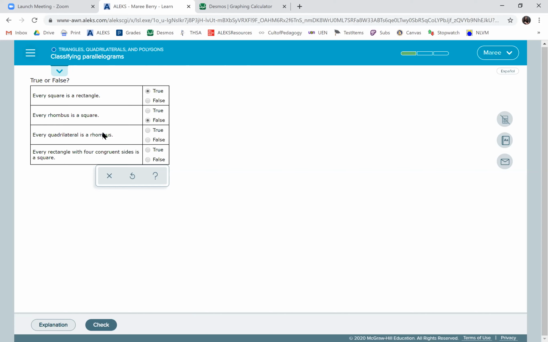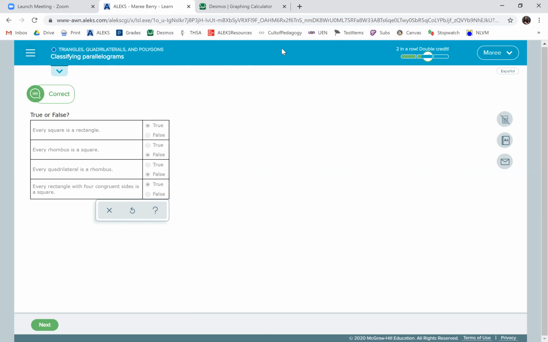Every quadrilateral is a rhombus. That's completely false, because you can have quadrilaterals that aren't even parallelograms. Every rectangle with 4 congruent sides is a square. Yes, that's true, because rectangles have 4 right angles, and if all the sides are also congruent, then yes, it's a square. And that is the end of the lesson.